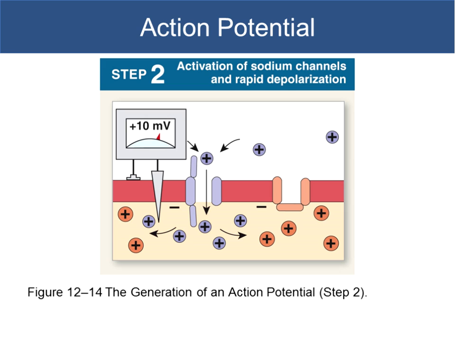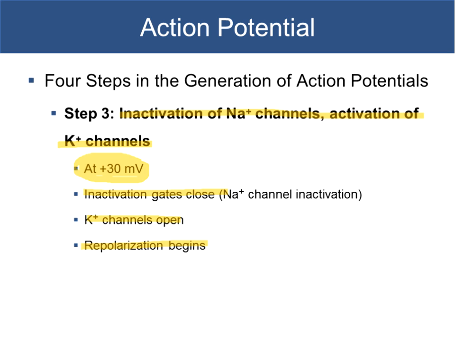So we have reaching our threshold here. Once we've reached threshold, we have an influx of these sodium ions that are coming in. Notice for our potassium, those are going to be our orange balls. Those potassium channels are closed. So we have sodium ions coming in, coming in, coming in. And now we've not only gone from a negative number, we're at a positive number. And all of that is going to happen until we reach about plus 30 millivolts.